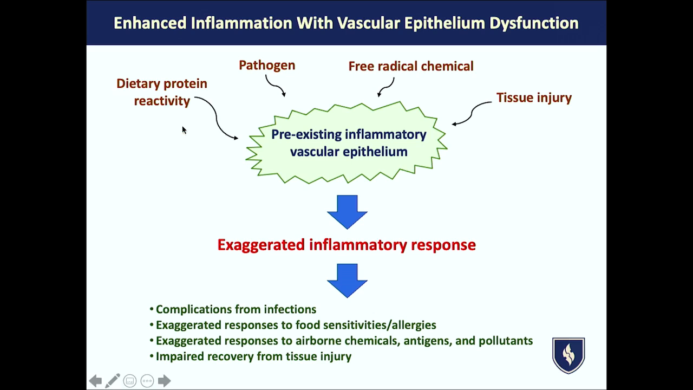So here you can see dietary protein reactivity, pathogens, free radical chemicals, tissue injury, they get exposed to the vascular system. If there's already pre-existing inflammatory mediators in the vascular endothelium, because these vascular endothelial cells are unhealthy and they don't have enough nitric oxide to keep them protected and to keep the inflammation down, then things like dietary proteins can cause exaggerated inflammatory responses. And same with chemicals and even with tissue injuries. This can lead to complications from infections, exaggerated responses to food sensitivities and allergies, exaggerated response to airborne chemicals, antigens, and pollutants, impaired recovery from tissue injury.